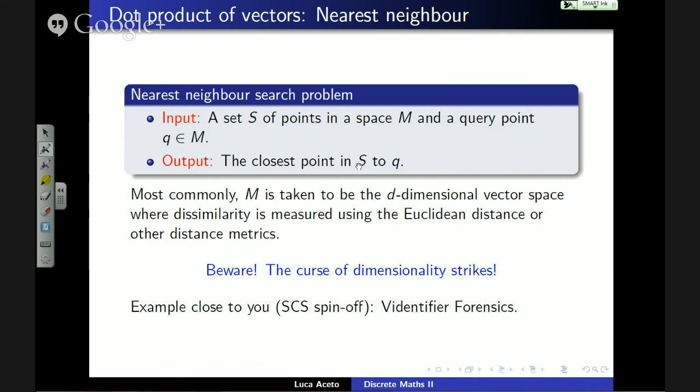So the output should be the closest point in my set of pictures to Q, and perhaps with some measure of how close that point is. Well, that's nothing but computing the distance between 2 points in a high-dimensional vector space.